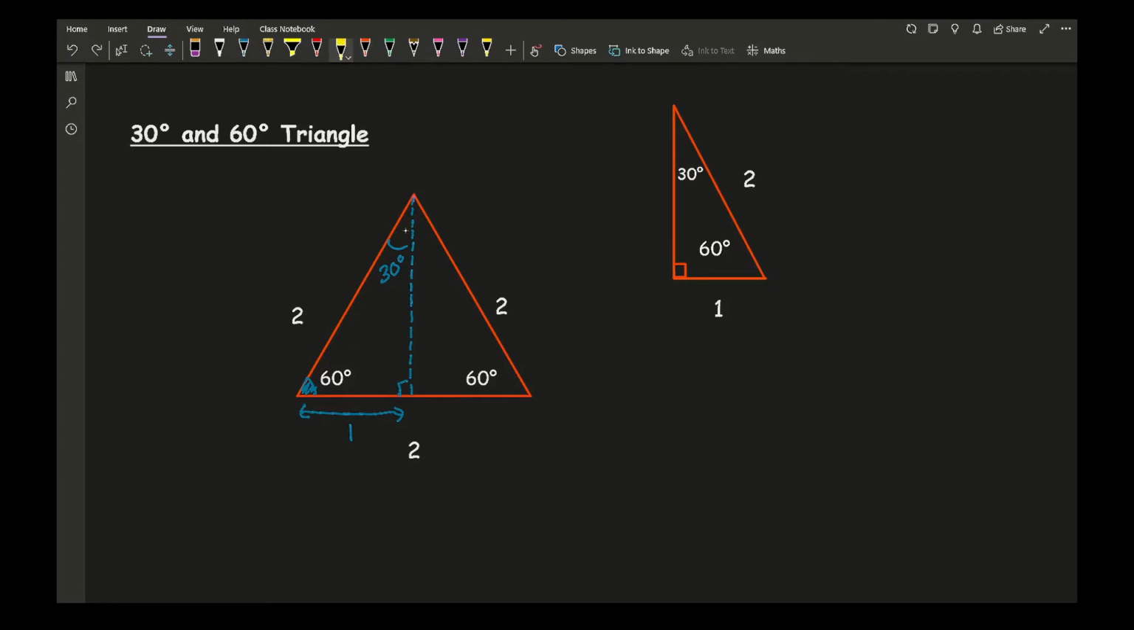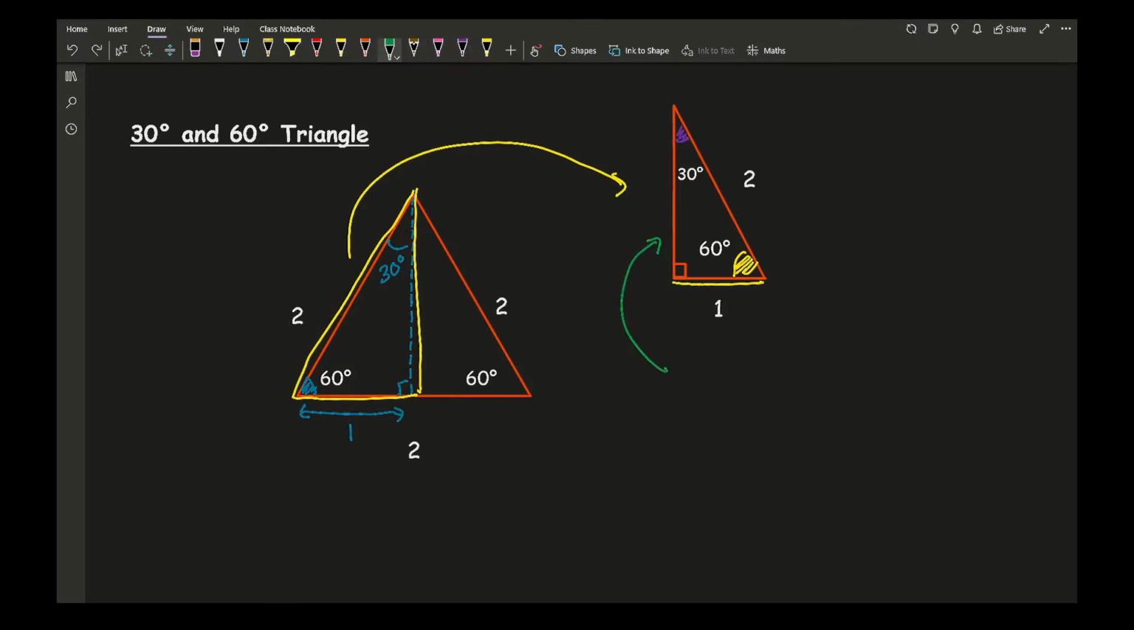So I'm going to take this triangle. If I just highlight this triangle in yellow and cut it out, what I get is something that looks like this triangle here. So here I know what this base is, I know what this length is, and this angle here is 60 and this angle here is 30. Now I can use Pythagoras to work out what the height of this triangle is going to be. So again, labelling my triangle, this is going to be C because it's opposite the 90 degrees. I'm going to call this A and this B.